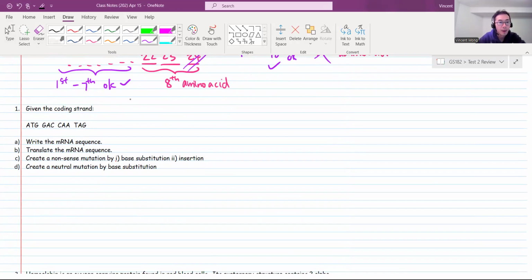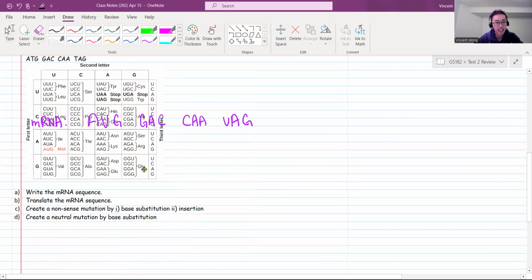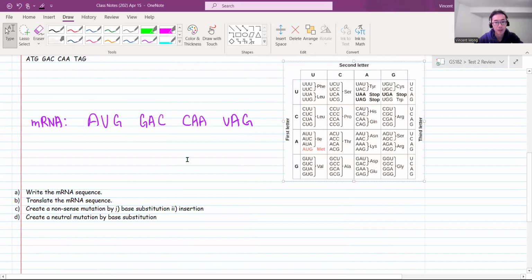So write the mRNA sequence. This is the coding strand. If we are given the coding strand, then the mRNA sequence is identical, but the T becomes the U. On the test, I will give you the table, and it's going to be the last page, so you can rip it out. So you don't have to be flipping back and forth so many times to refer to it.